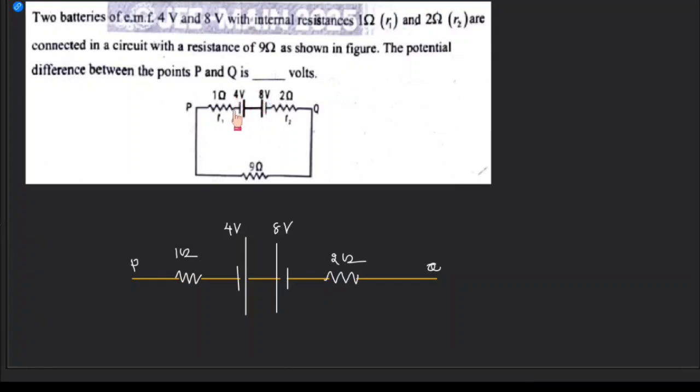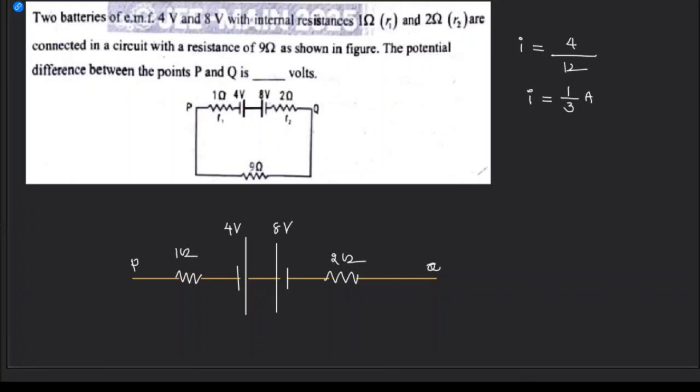This 4 and this 8 are connected in series but in opposite direction, so the net is 4 only. And these resistors are in series: 1, 2, 9, which is 12. Therefore the current passing through this circuit is net voltage by net resistance, which is 4 by 12. So the current passing through this circuit will be equal to 1 by 3 amperes. Clear? That is the one logic.